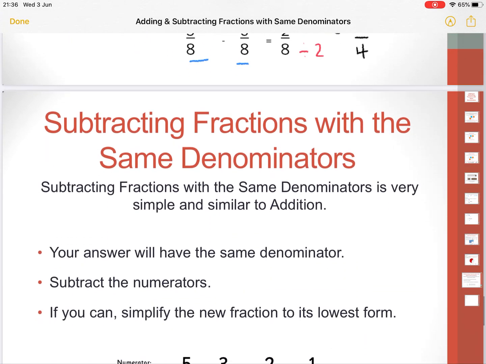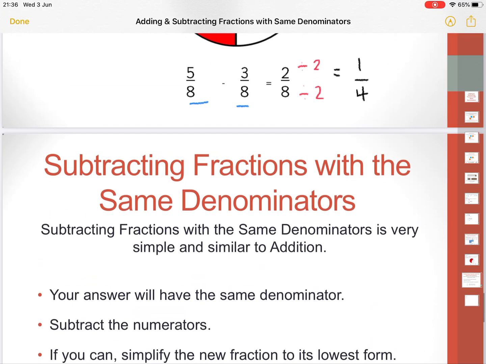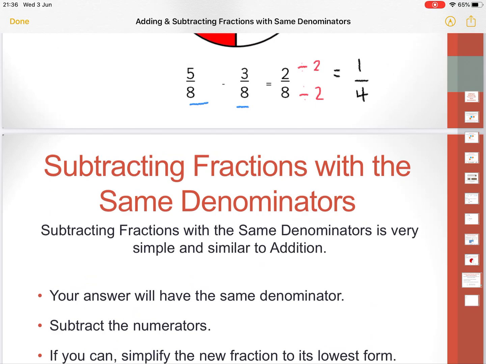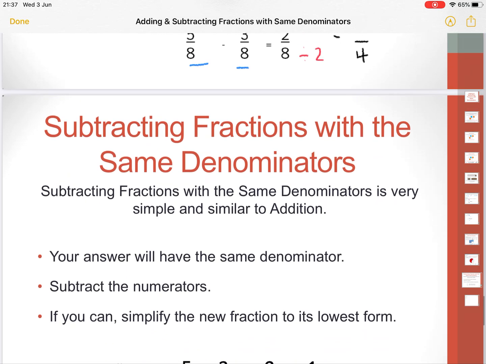Now, subtracting fractions with the same denominators is very simple and similar to addition as we just saw. Your answer will have the same denominator. If you look at the previous example, 5 eighths minus 3 eighths is equal to 2 eighths. Your answer will have the same denominator. So just subtract the numerators, and if you can, simplify the new fraction to its lowest form, alright?